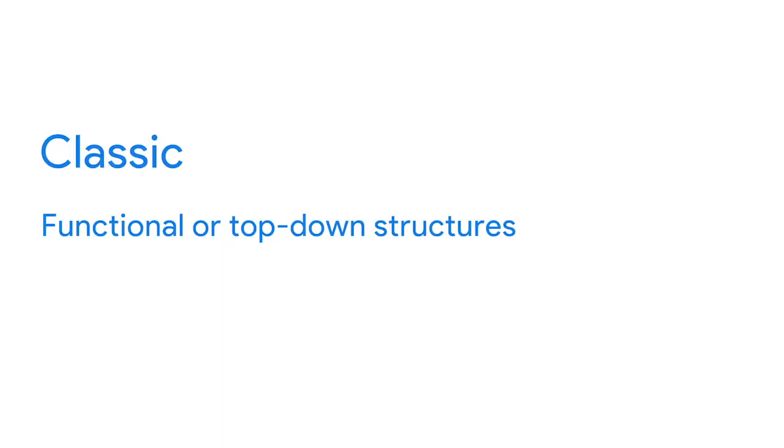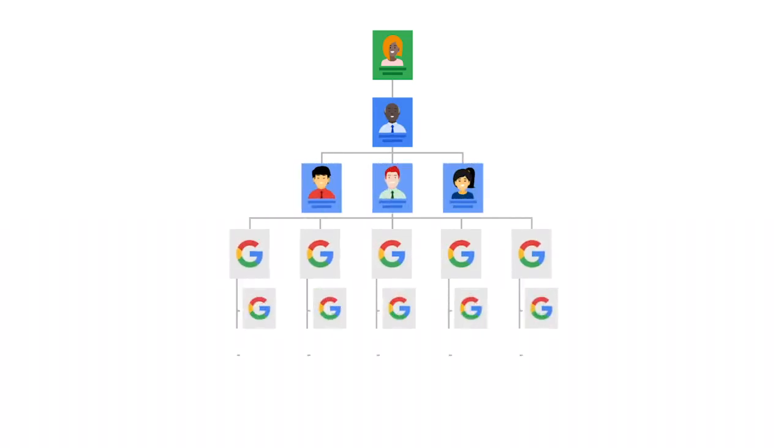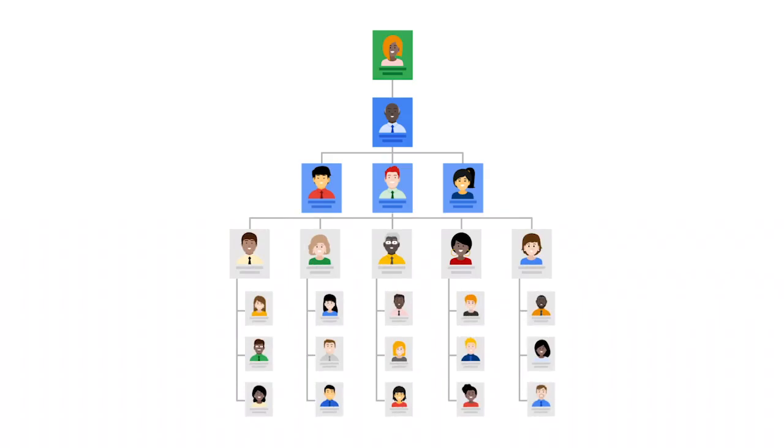Let's start with classic. The classic grouping includes what are usually called functional or top-down structures. The classic grouping follows a typical chain of command, where the chief executive officer, also known as CEO, and other executives are at the top, followed by directors or managers, then their direct reports, and so on. Each of these directors or managers typically oversee teams within their function of the organization, like marketing, sales, or human resources.